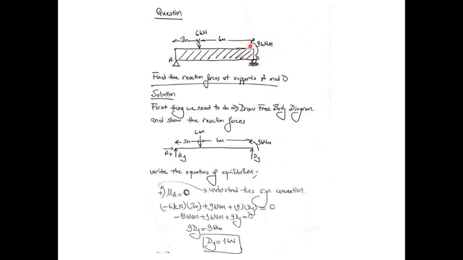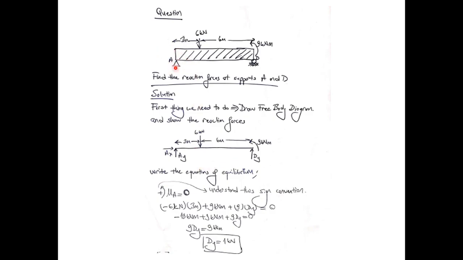The location of the moment actually doesn't affect the solution of our problem, because as you know, we can place this moment anywhere we want. So I just placed it at support D. In order to find the support reactions at A and D, we need to draw the free body diagram and show the reaction forces. So we have 6 kilonewton here and we have our external moment 9 kilonewton meters here.